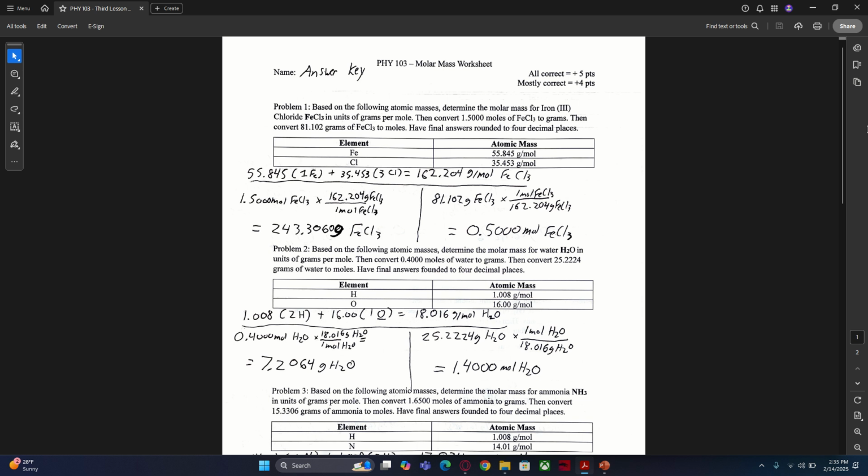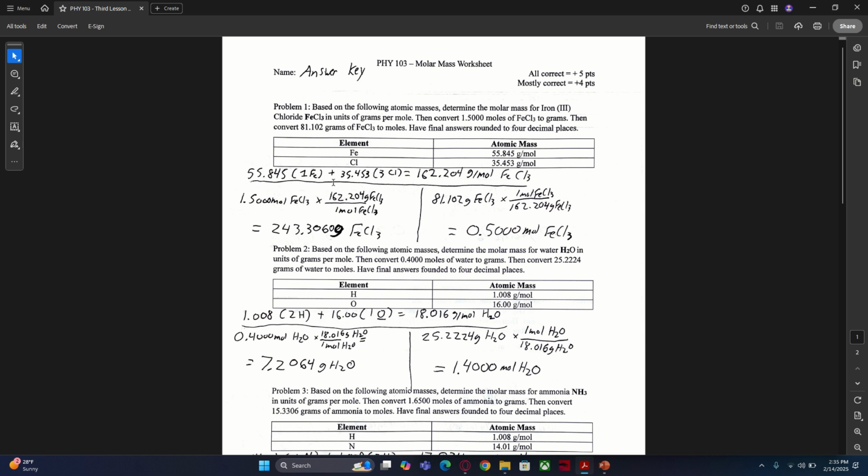Now, in that case, what we're going to do is take the atomic mass of iron, 55.845, and multiply it by the number of iron atoms we have in our compound, which should be 1. And then we're going to take the atomic mass of chlorine, 35.453, and multiply it by the number of chlorines in our compound, which would be 3. Taking those two products and adding their answers together, we get 162.204 grams per mole of iron 3 chloride.